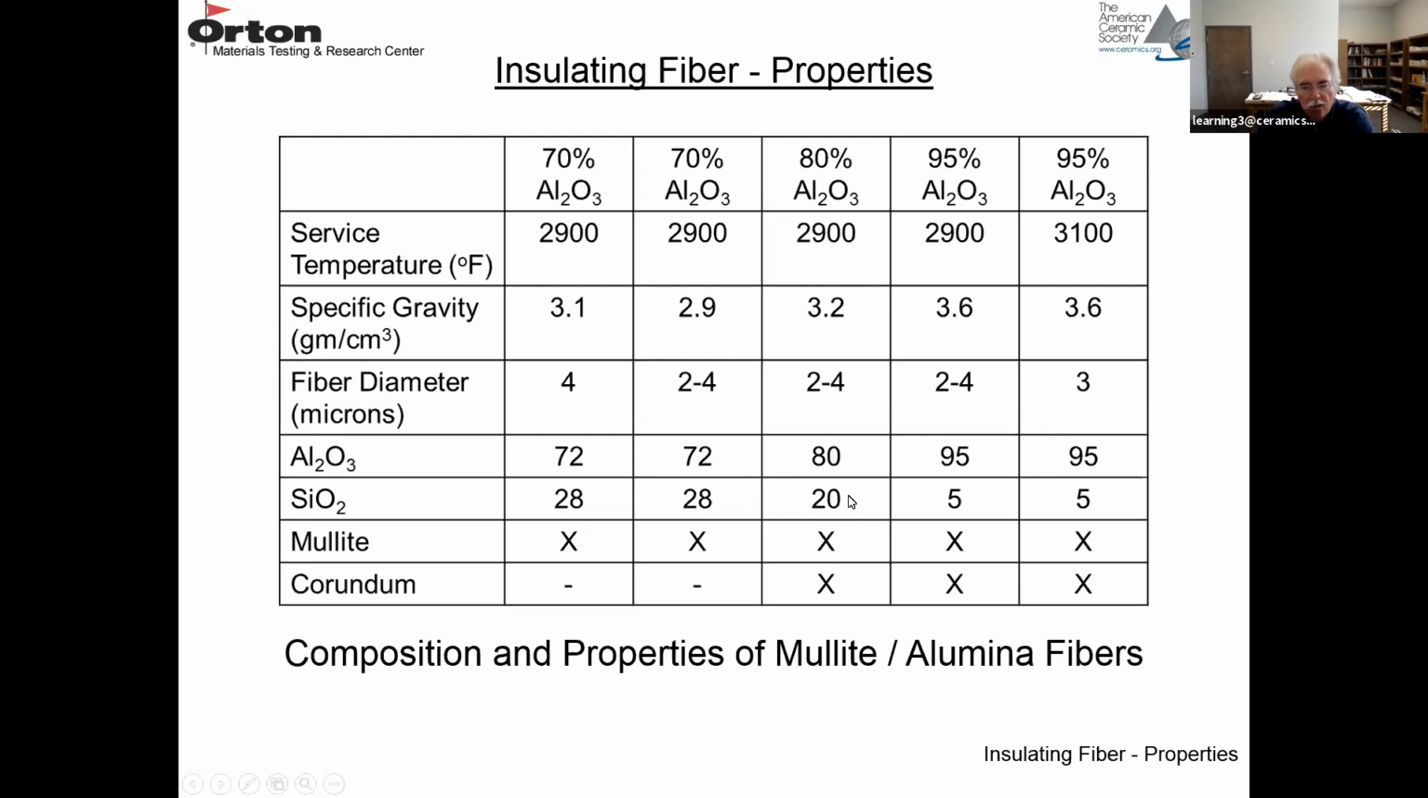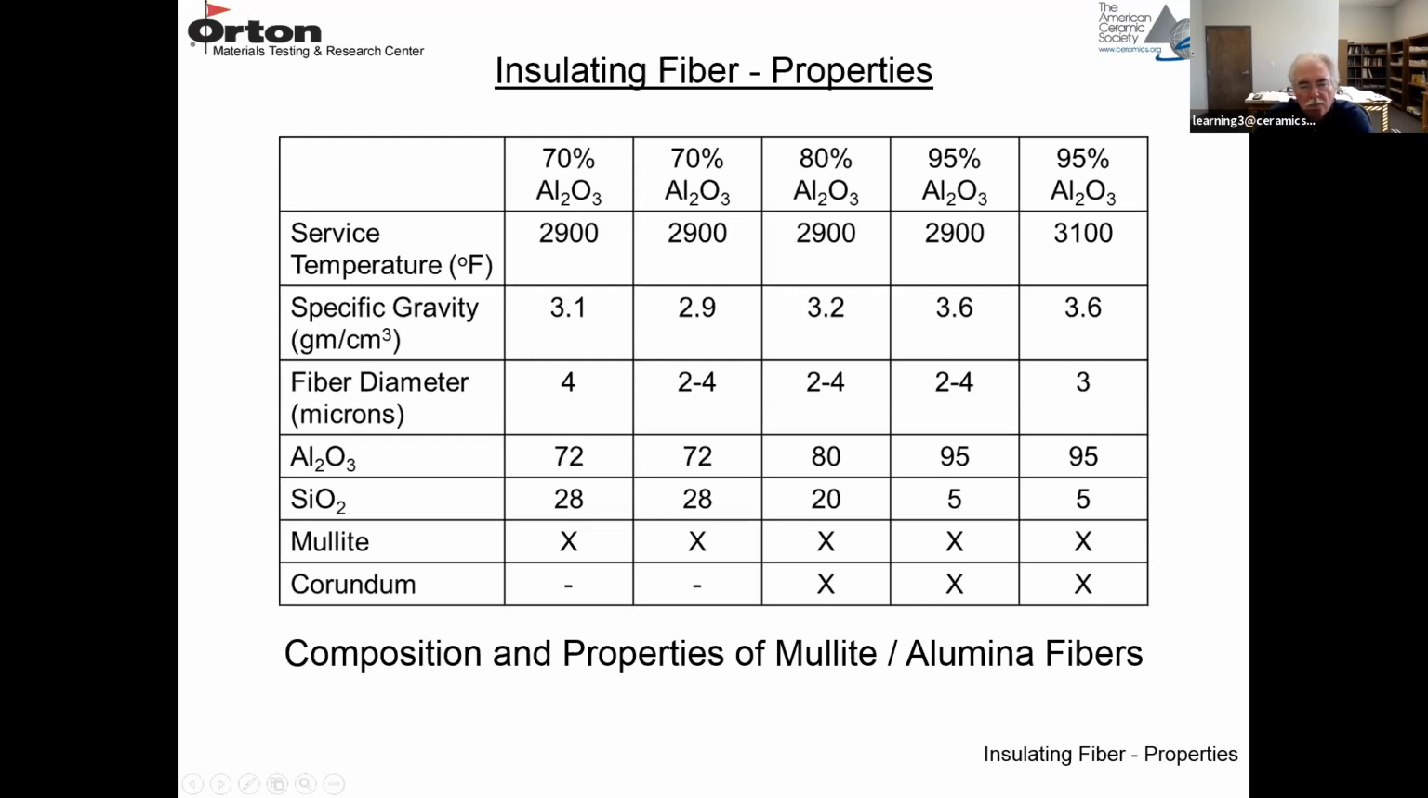The balance being silica. So the crystalline phases that develop when you put this in service, well, they're all going to develop mullite, the alumina silica material. And then these that have much higher alumina contents, greater than 70%, are also going to have excess alumina, so they're going to have corundum present. So these are the phases that are going to crystallize in this fiber system.